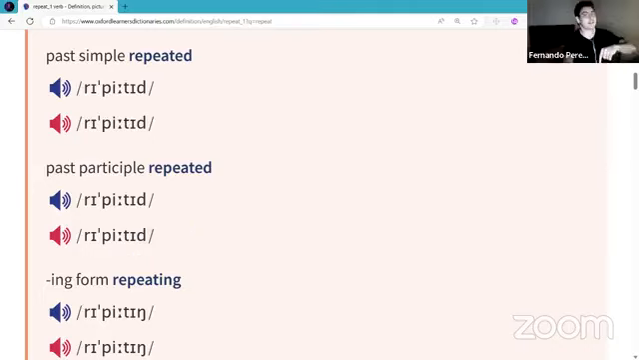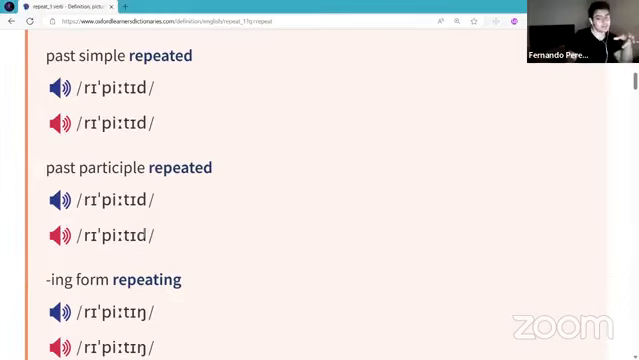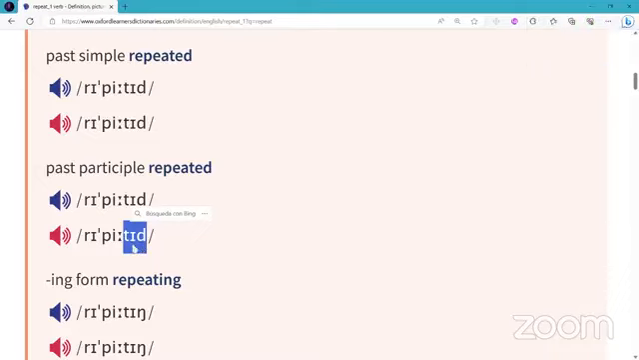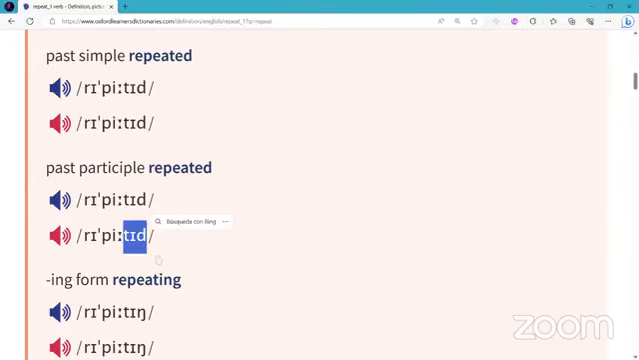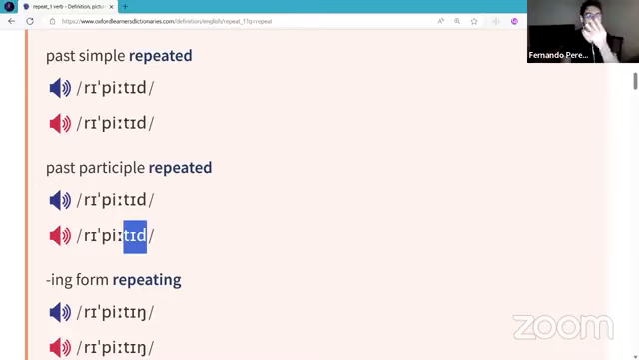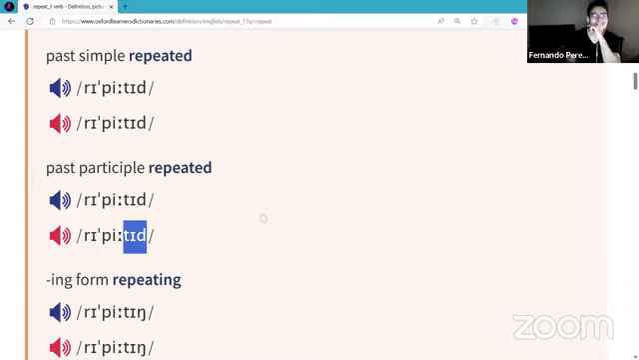Repeatedly. The last syllable, you're forgetting it. Repeated, plus ly. Repeatedly. Yes, repeatedly. Four syllables. Repeatedly. I am going to test.